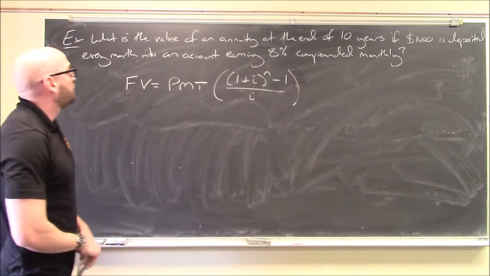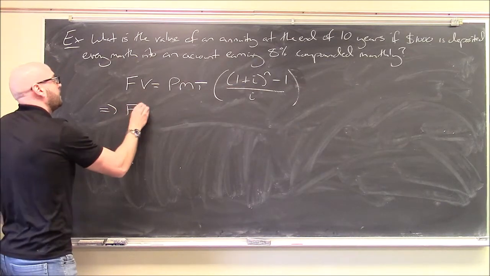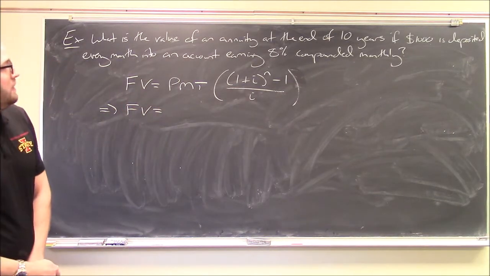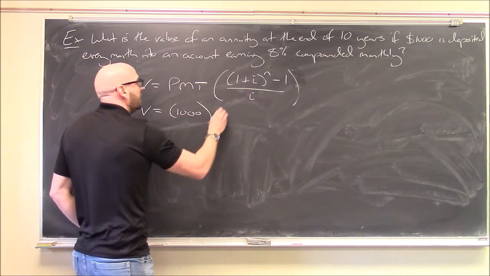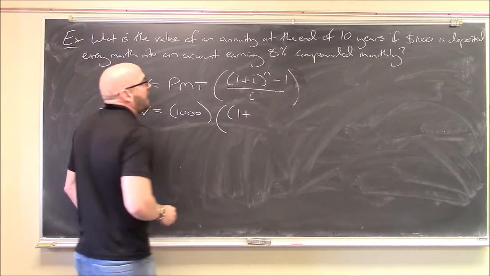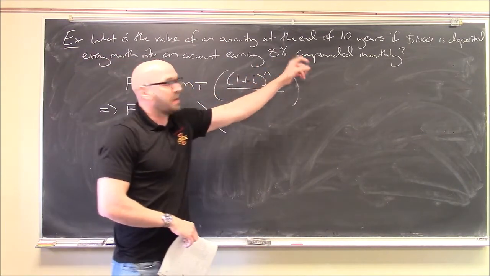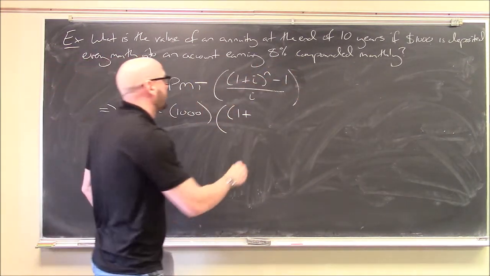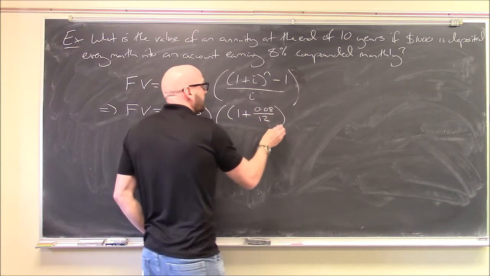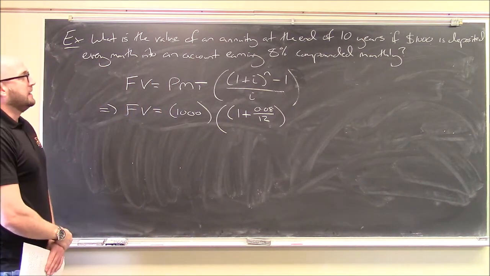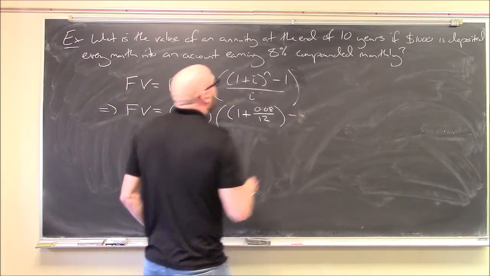We are given 3 of these things, and we're just asked to find the future value. So we just have to plug in. So future value is the periodic payment. We're depositing $1,000, so PMT is 1,000. We've got 1 plus i. What is i? So our annual rate is 8%, but we're compounding monthly, so there's 12 periods per year. So 8% is 0.08 divided by 12, because 12 months in a year. Minus 1. Oops, I forgot n.